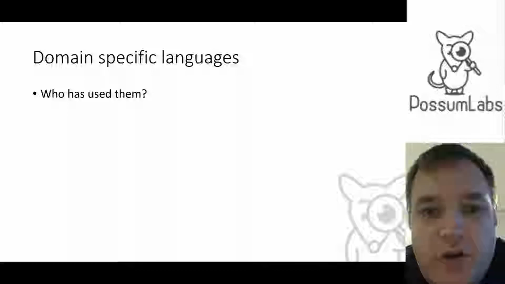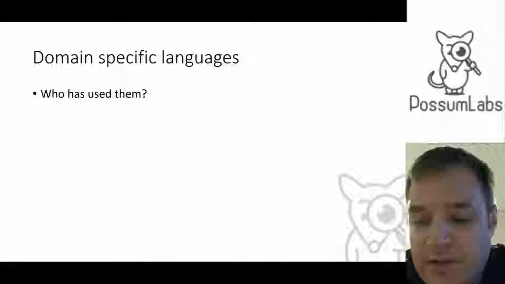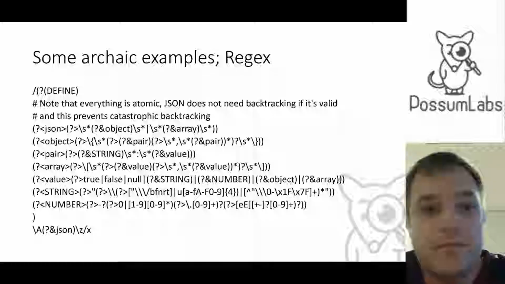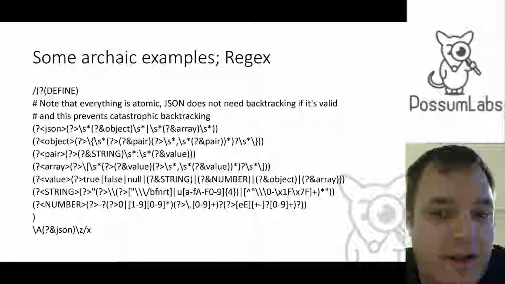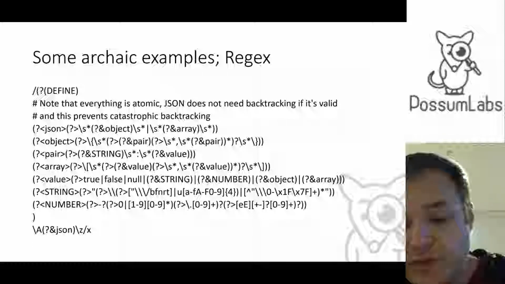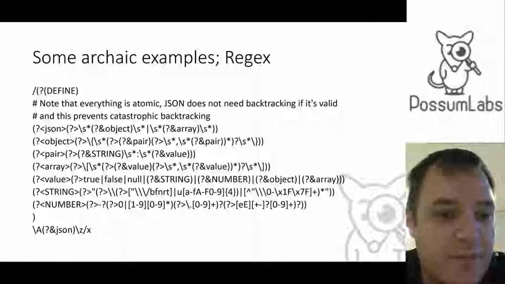So first of all, let's talk about domain-specific languages. There's a good chance that you've used them in the past. You may be familiar with regular expressions. This is a particularly nice one that will validate JSON for you. It won't work in .NET, but it will work in a number of other languages. Not the most readable thing.